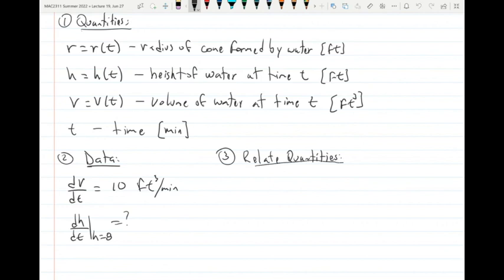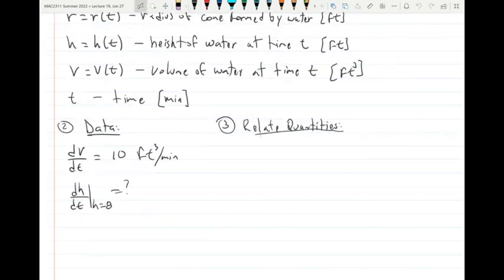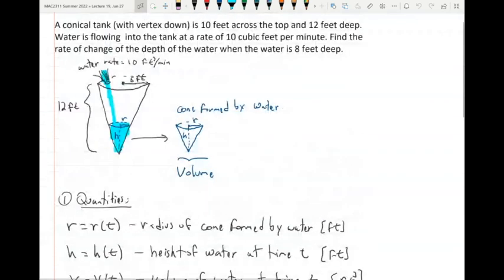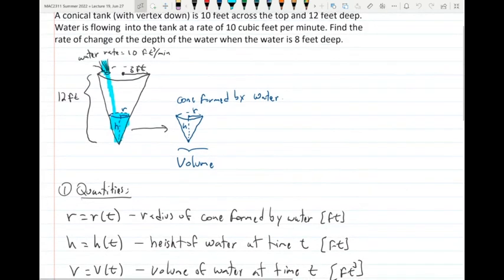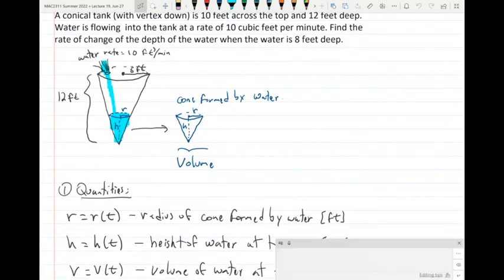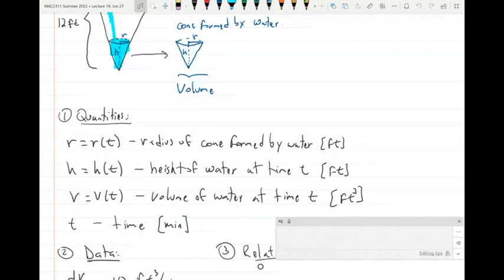The volume of the cone. So, anybody remember the volume of a cone? It's 1/3 area of the base times the height. So in this case, what's the base? What's the shape of the base? Circle. It's a circle. So what's the area of a circle? Pi r squared. So it's 1/3 pi r squared times the height.